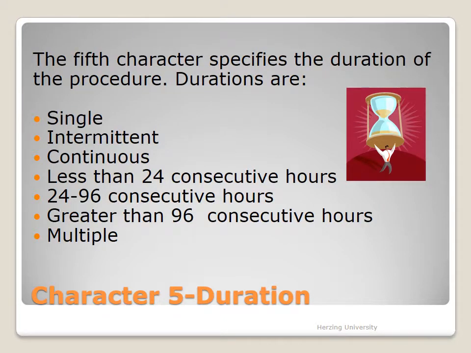The 5th character identifies the duration of the procedure. The durations are single, intermittent, continuous, less than 24 consecutive hours, 24 to 96 consecutive hours, greater than 96 consecutive hours, or multiple.